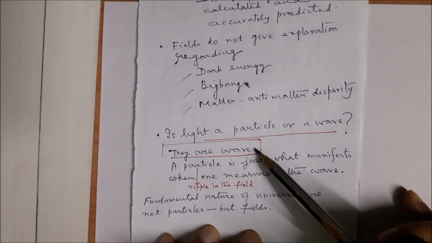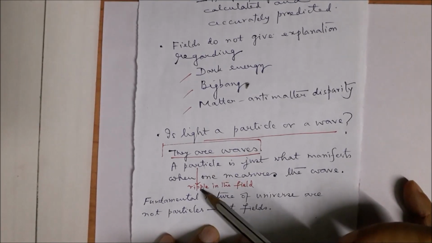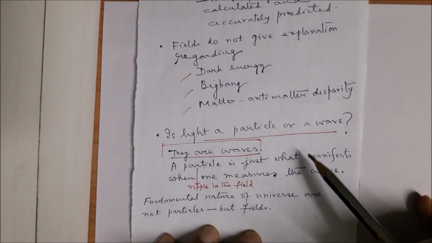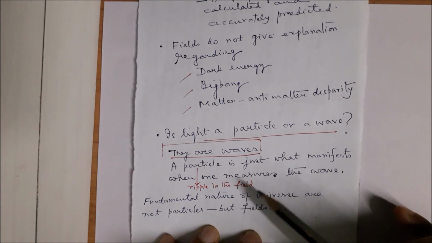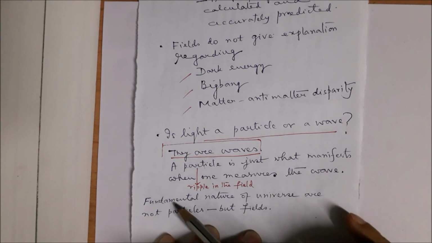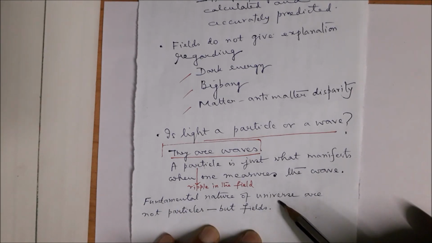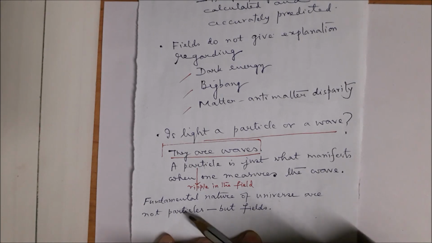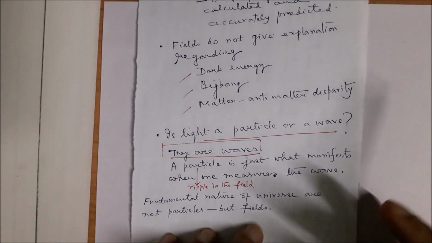They are waves. A particle is just a ripple in the field. It is what manifests when one measures a wave. So the fundamental nature of the universe that we have mentioned right now is not particles but fields.